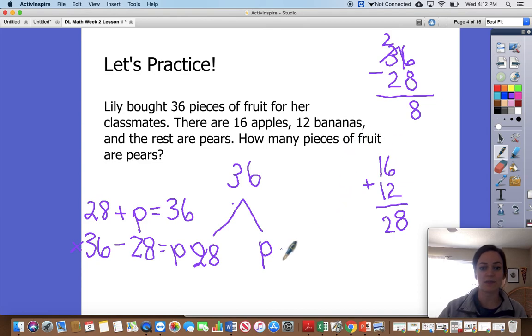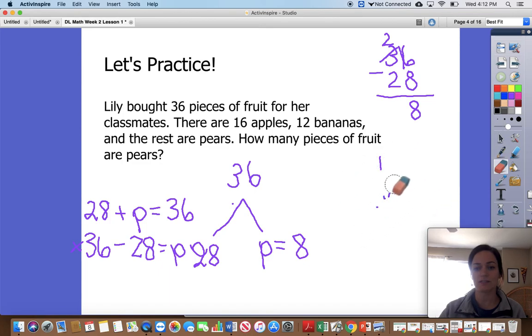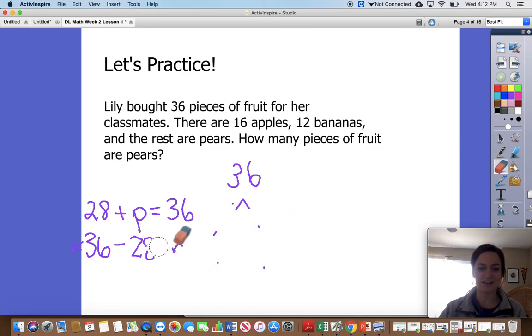So I know that there are 8 pairs in the total, okay? Let's just really quick look at another way, because some of you might have seen this in a totally different way, and that's okay. That's what I love about math, right? Is there's so many different ways to find the same answer.